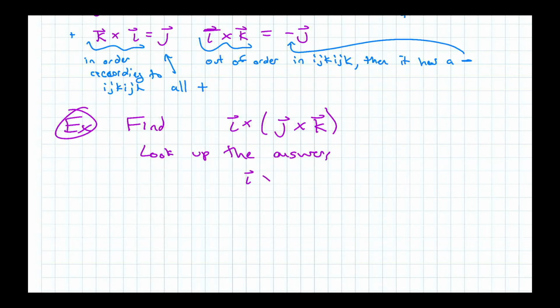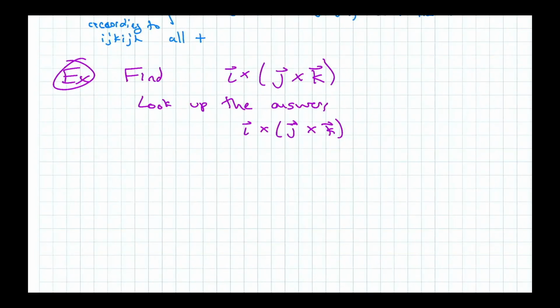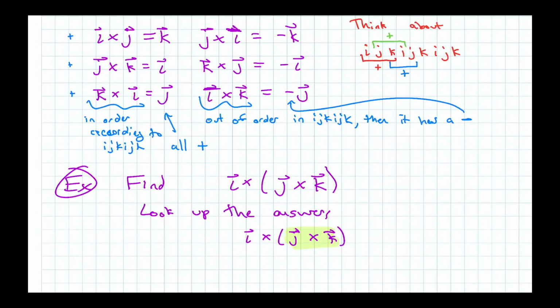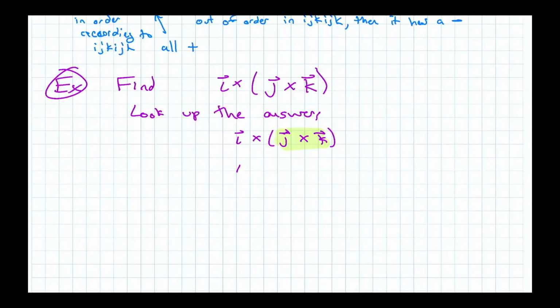So if you have I cross J cross K, you would just basically look this up and say, are those in order, the J and the K? They are in order, J and K. Alphabet's hard. J and K are in order, and so the result would be the other one, I, and it should be positive because it's in the column where they were in order. So that part is I.